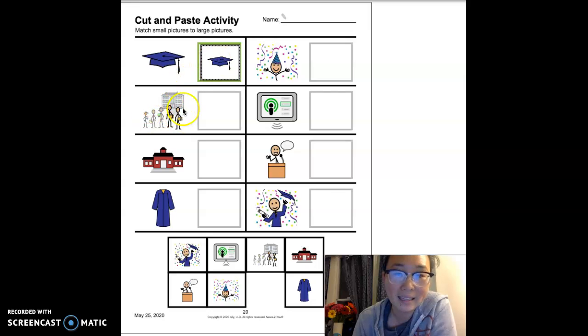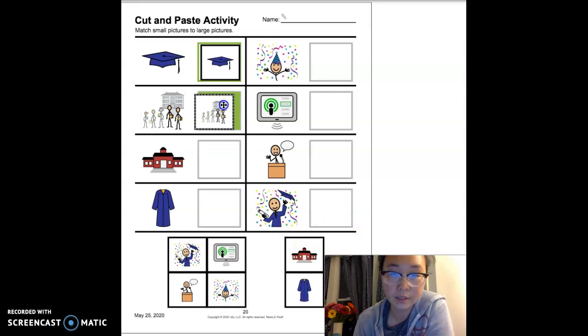All right. Let's look at the next word. This is seniors. Remember, seniors are people who are in their last year of high school or college. Seniors, they're students. Which one is seniors? Seniors.